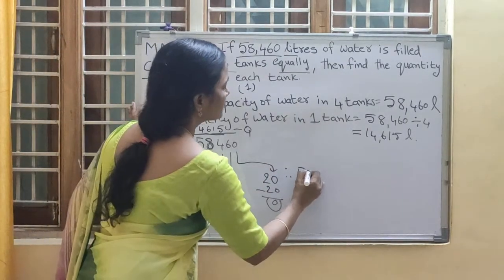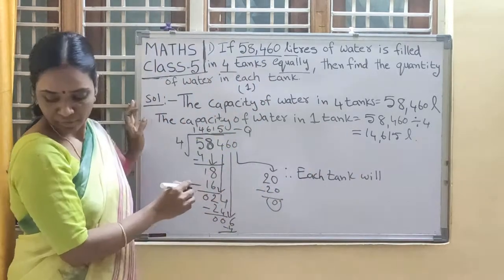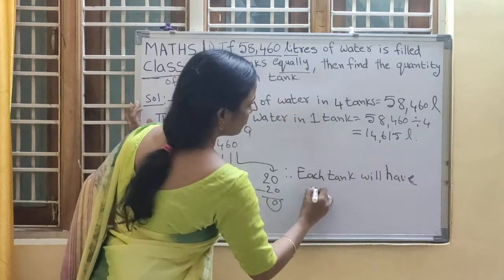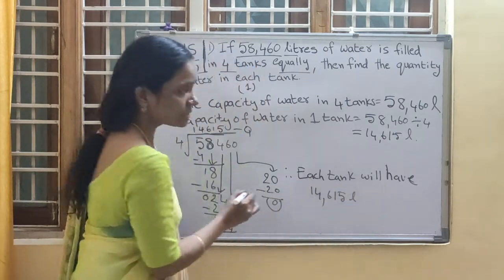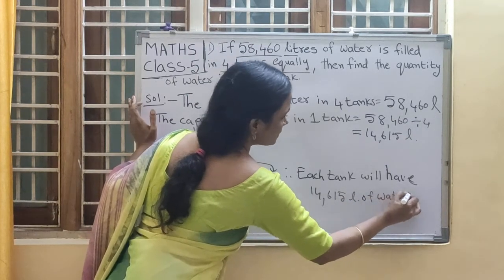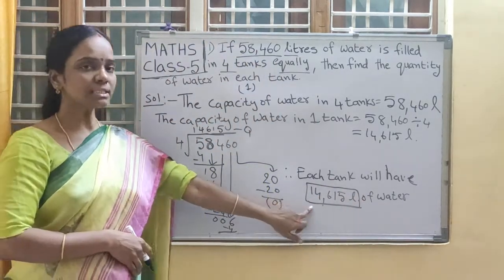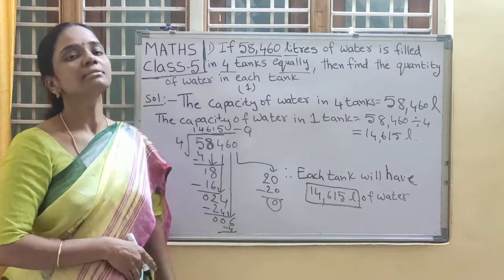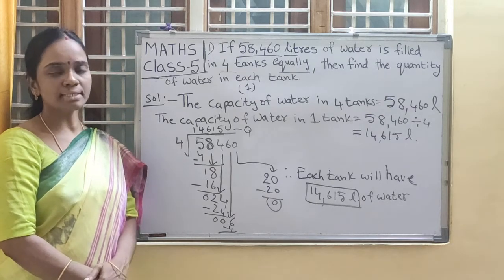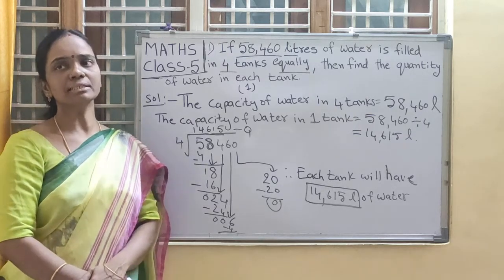Each tank will have 14,615 liters of water. L means liters, the unit of water. Okay, highlight the answer. 14,615 liters of water is there in each tank. Note it down, children. I will wait for 1 minute. You can pause the video and note it down. Next, I want to take another word problem. Quickly, children.